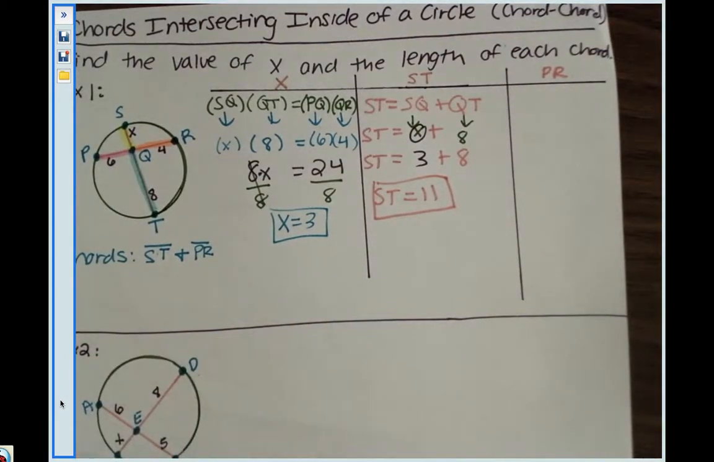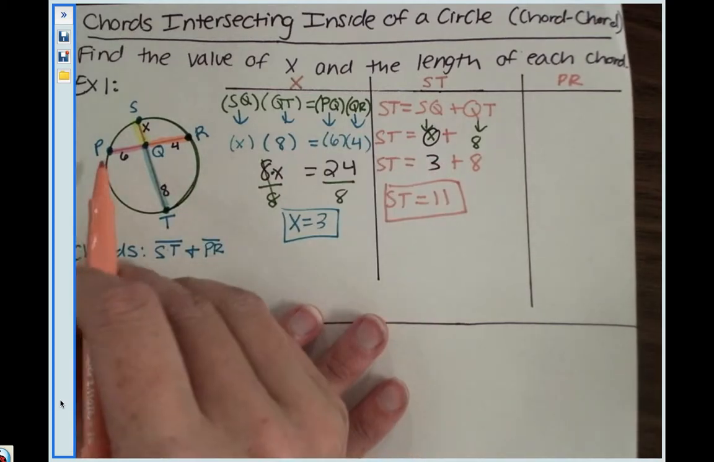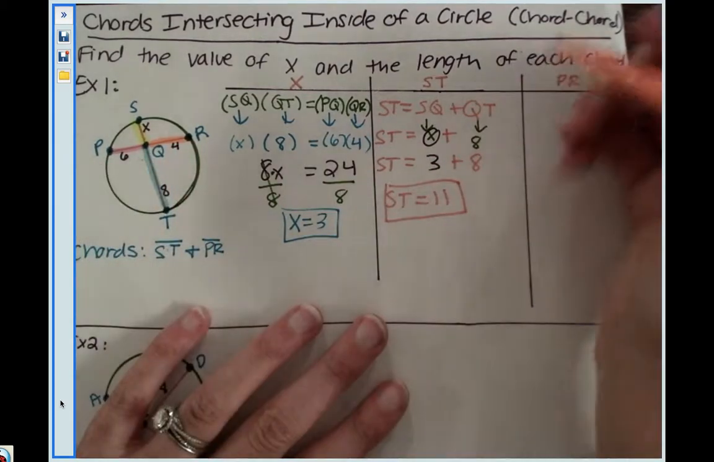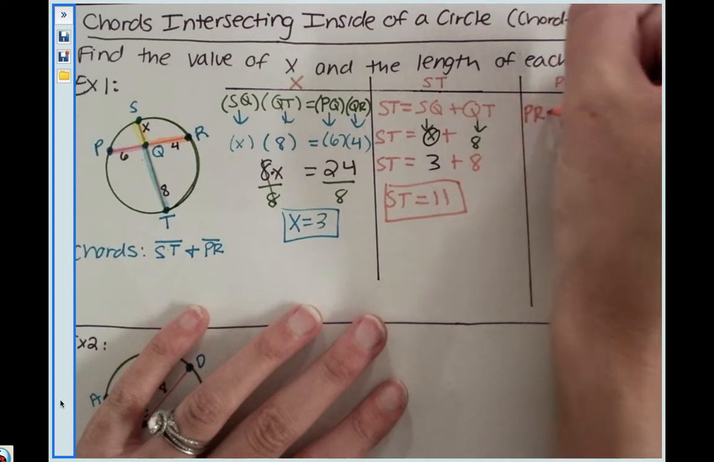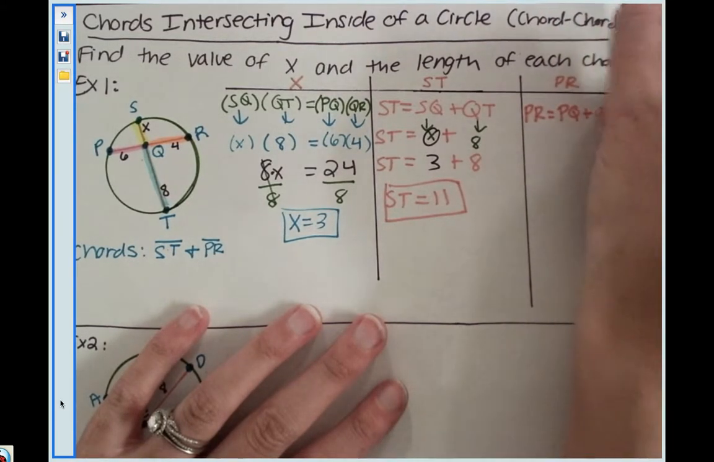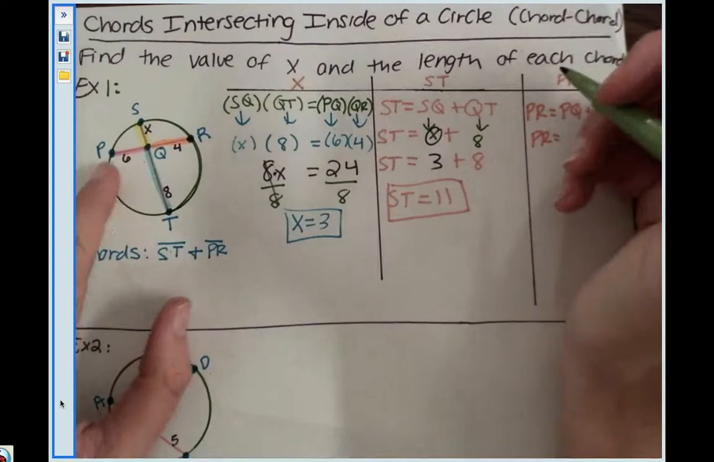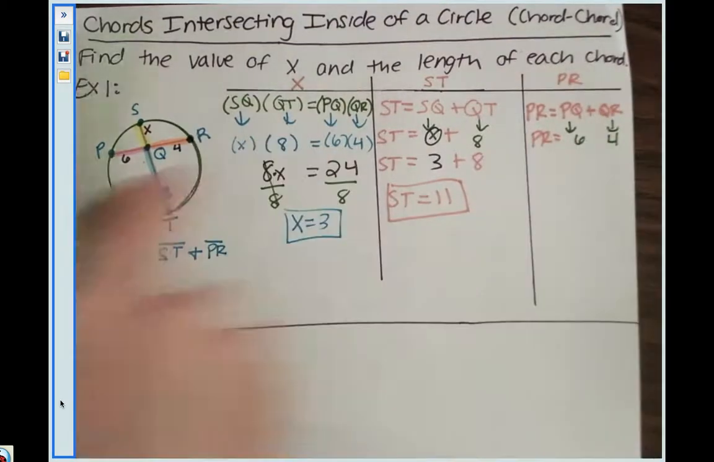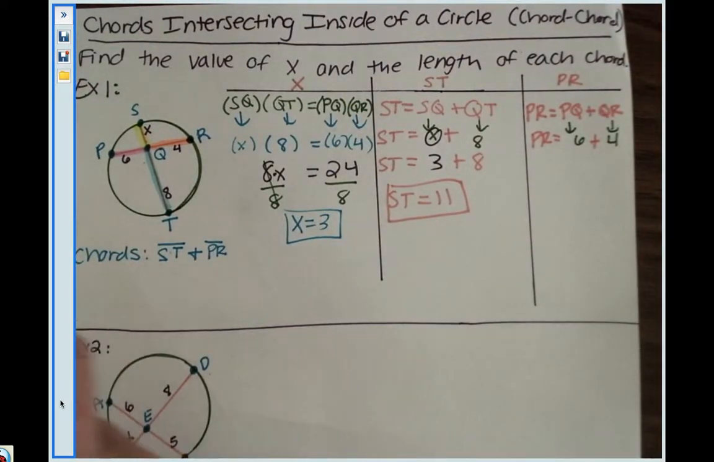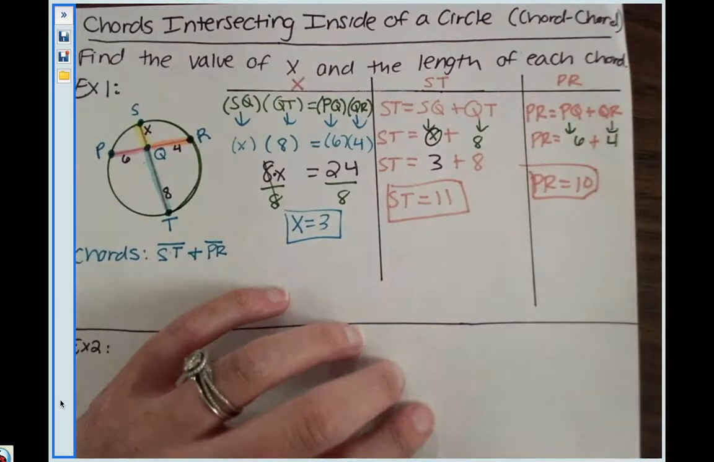Fun times. All right, we're almost there, you guys. Now we just have to find PR. Which two segments make up chord PR? Yes, you are definitely correct on that one. PQ and QR make up chord PR. So if I add those two pieces together, I'll get the length of the whole segment. So PR equals PQ plus QR. All right, let's fill in my values. PR equals PQ, which is 6, plus QR, which is 4. 6 plus 4 is 10. So PR is 10. Oh, that was kind of a wonky box.